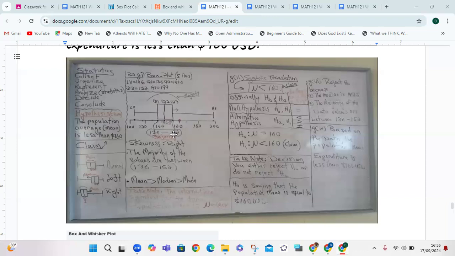Now, is that equal to 160? Because the null is saying that the mean is equal to 160. But most of the values, even the median is 143.5, and the median now is an average. So is the average equal to 160?